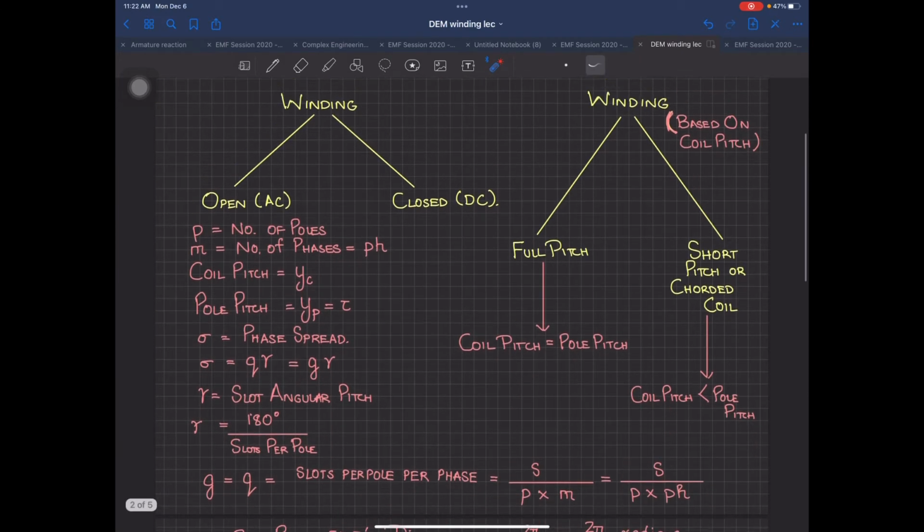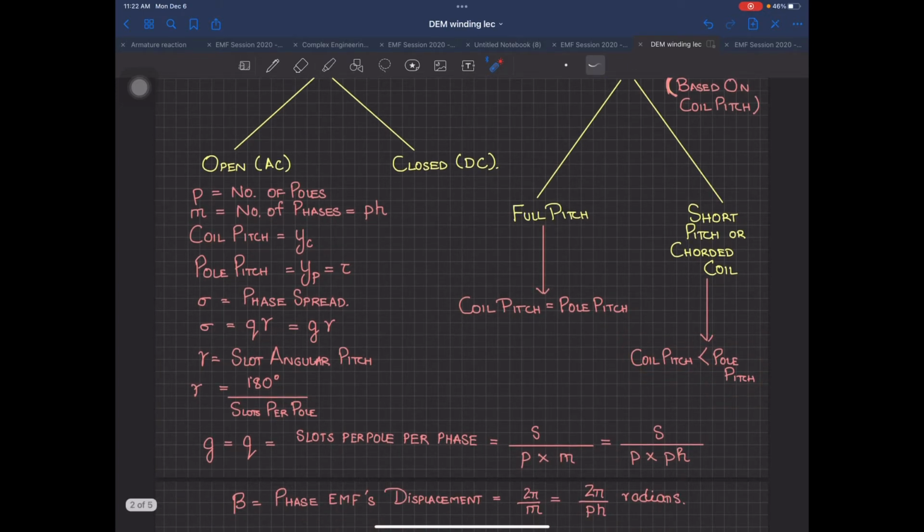So this means that your winding based on the coil pitch, one is called the full pitch, the other one is called the short pitch or the corded coil, where coil pitch is less than the pole pitch. Some more things before I proceed towards the full pitch winding. You have phase spread over here. What is phase spread? It means how much angle is being spread by one phase to the other.